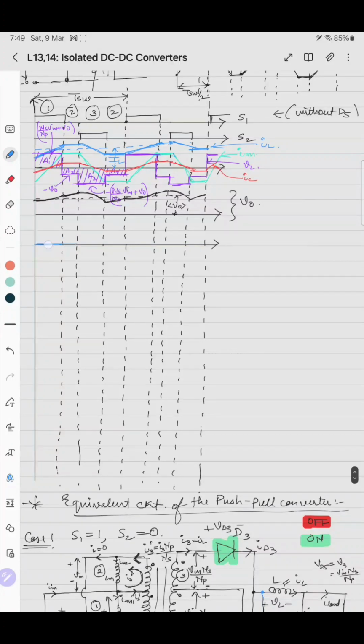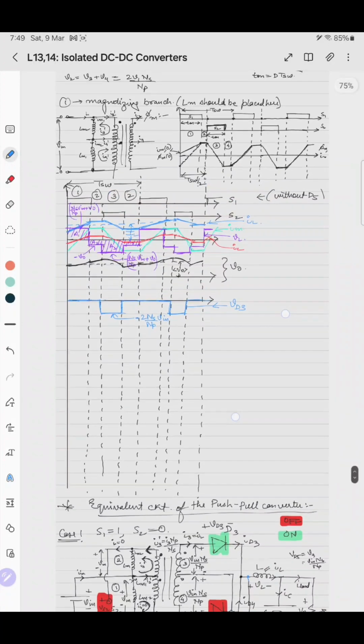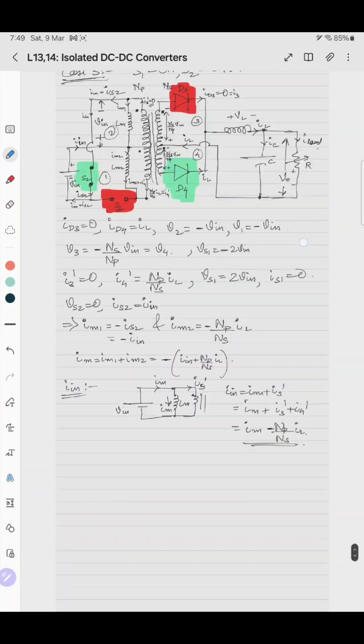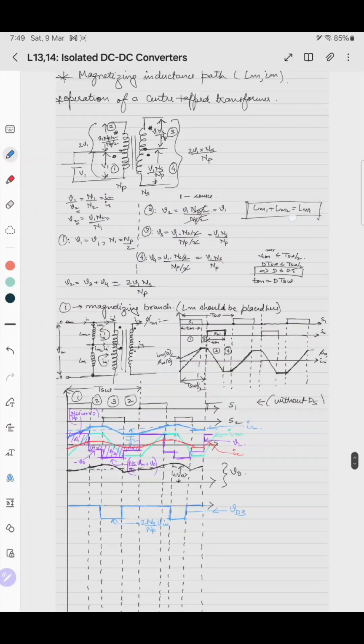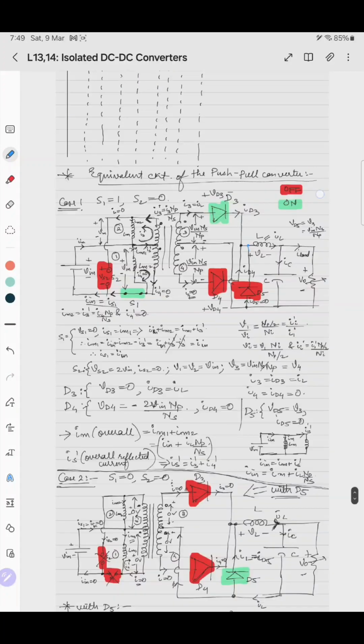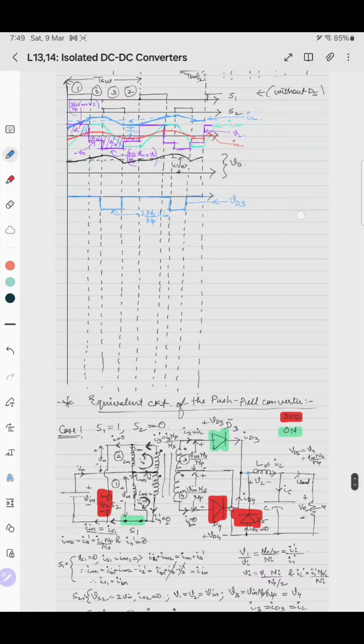So 0, 0, again 0, then case 1 0, case 2 0, again case 2 0, case 3 this. So this waveform belongs to VD3, and the value of this term is minus 2 ns by np v in. This is the steady state rating of the diode, 2 ns by np v in. Similarly for diode D4. Okay, now we'll draw the D3 current.